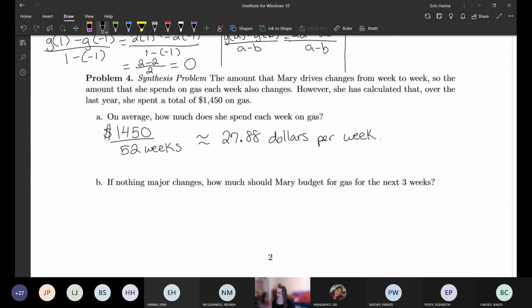And then if nothing major changes, how much should Mary budget for the next 3 weeks? Well, we're going off of this kind of average to get an idea. So if we're just taking this average and she's going over 3 weeks, we would just have to multiply by 3. So she would want about $84. 83.64, but about $84. So I know that feels a little different. It doesn't really sound necessarily like an average rate of change, but in its essence, it kind of actually is.